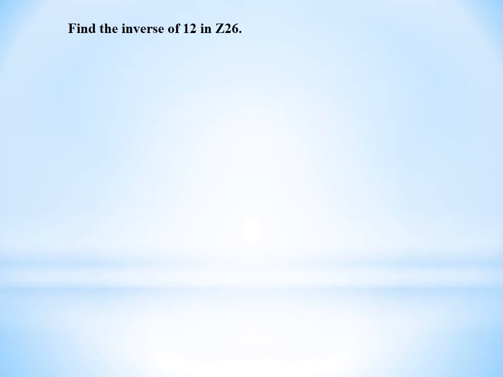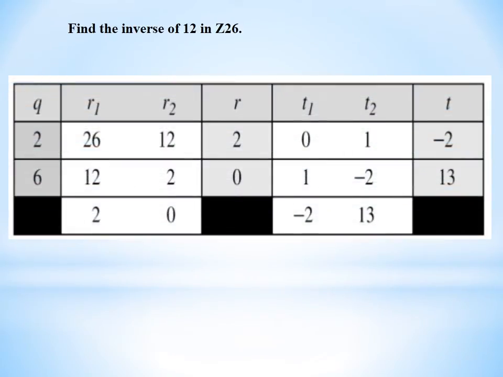Find the inverse of 12 in Z26. The process is again the same. The GCD of 26 and 12 is 2. The inverse does not exist because we need to have the GCD equal to 1.